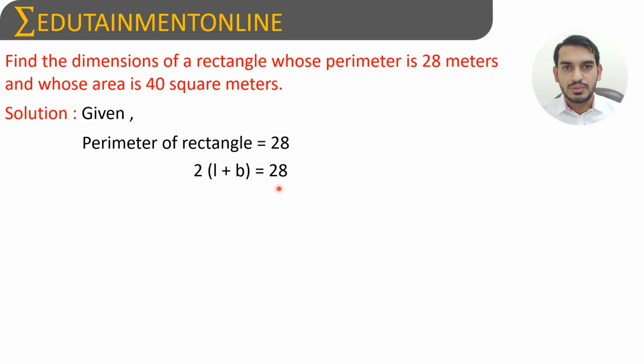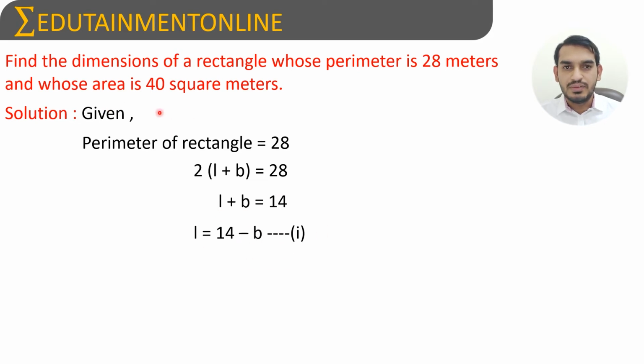So 2 into (L plus B) is equal to 28. Transposing this 2 to the other side, that will be 28 divided by 2, which is equal to 14. So L plus B, length plus breadth, is equal to 14. Now we can transpose breadth to the other side. So L is equal to 14 minus B. Considering this as equation 1.